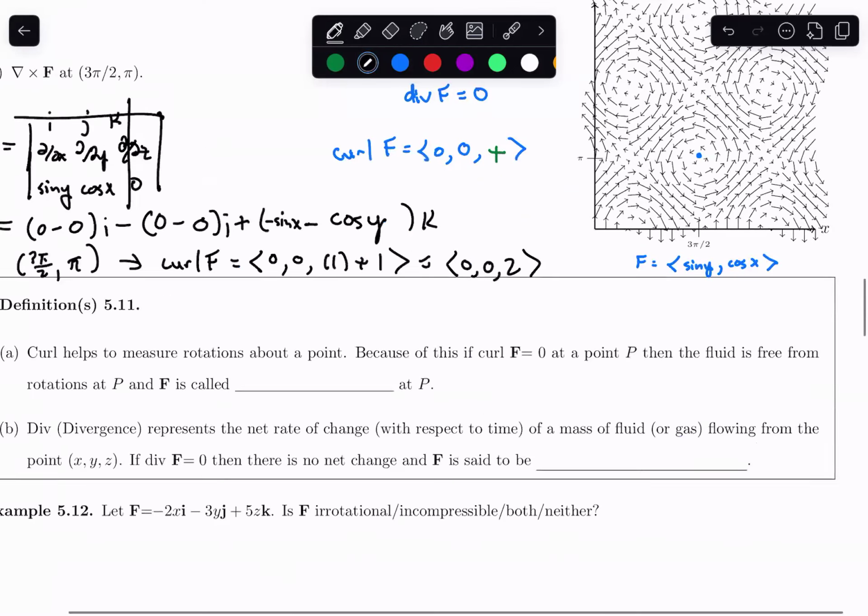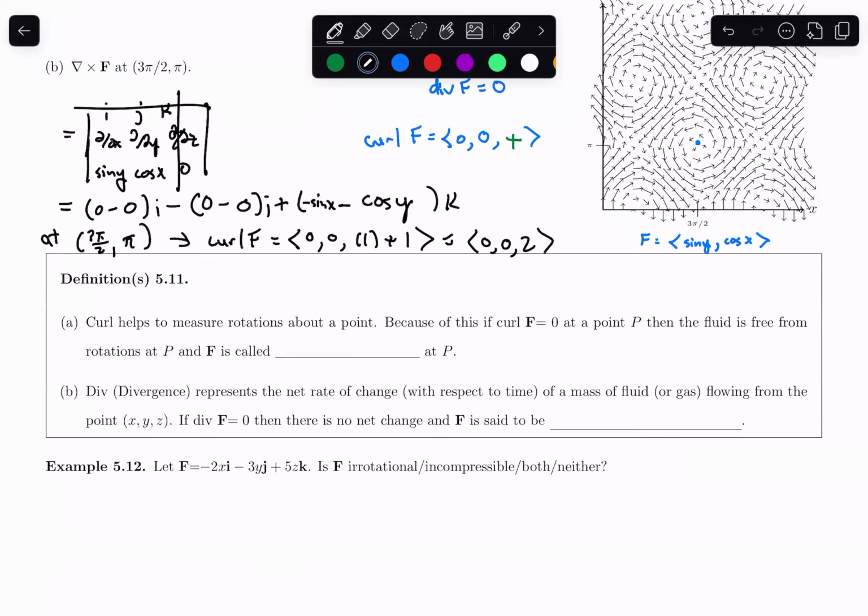All right, let me give you a quick definition and then I'll open the floor to any questions. So again, curl is to help measure rotation at a point. If the curl is equal to 0 at a point P, then we say that the fluid is free from rotation, and F is called irrotational.